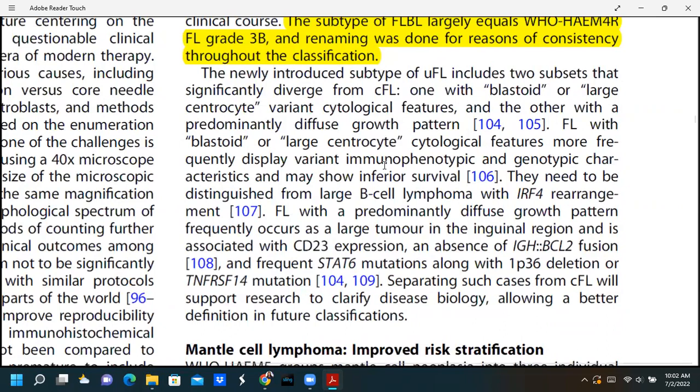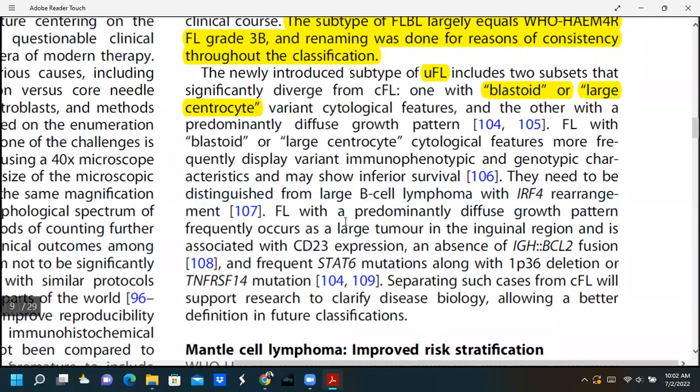So basically, the uncommon features, UFL, that is having two subsets. First is the one that has large centrocyte variant or a blastoid variant. This is basically based on the cytological features, and they have variant immunophenotypic and genotypic characters as well. This has inferior survival. And then obviously this has to be differentiated separately from the IRF4.